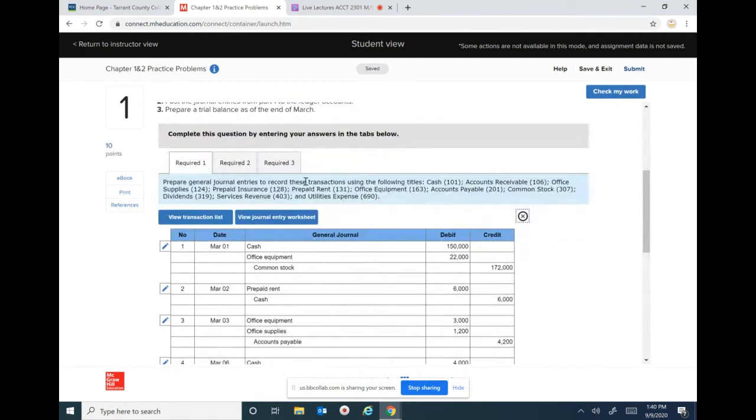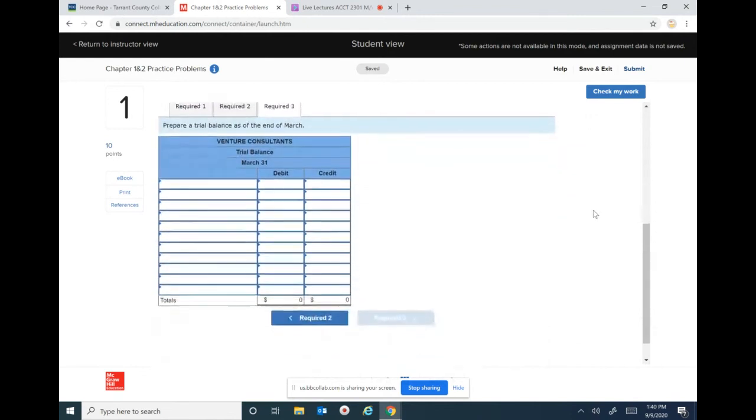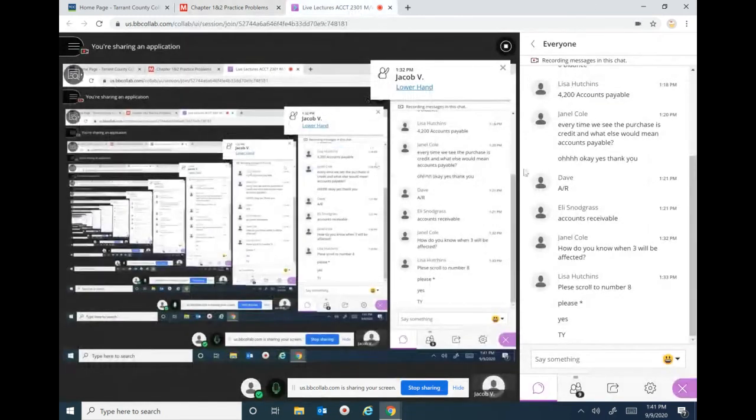The last step in the third requirement, we will prepare a trial balance. And the way a trial balance is prepared is by taking all the accounts and showing the debit or credit balance in those accounts. That's the reason why I wanted to.